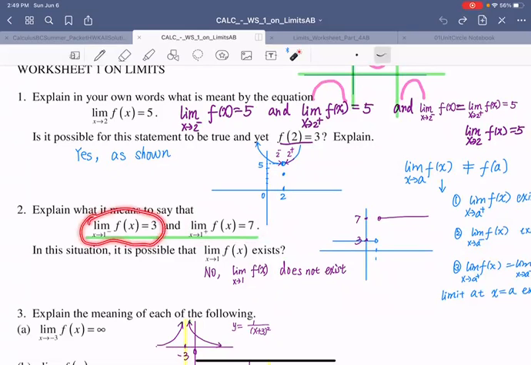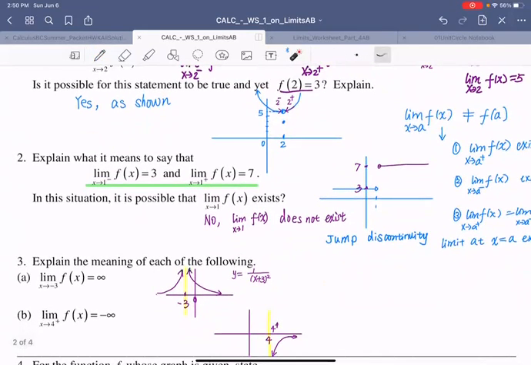This means your graph on the left of 1 goes to 3. On the right of 1, it goes to 7. So this is called a jump. You can write this down. This is called jump discontinuity.